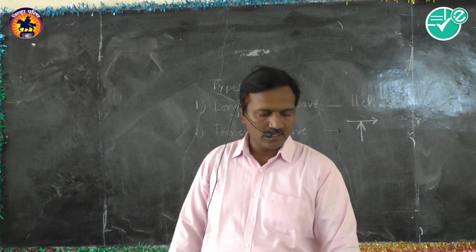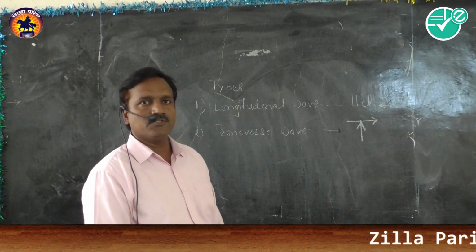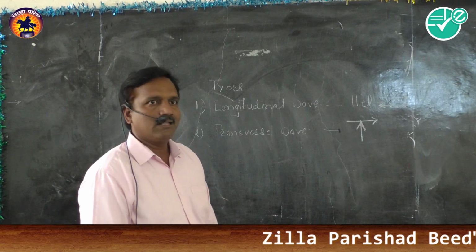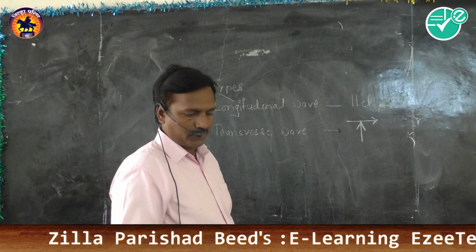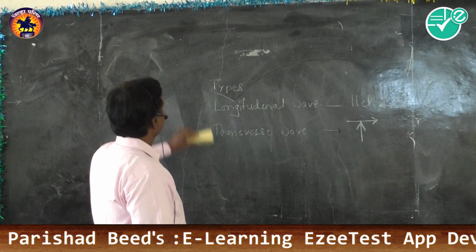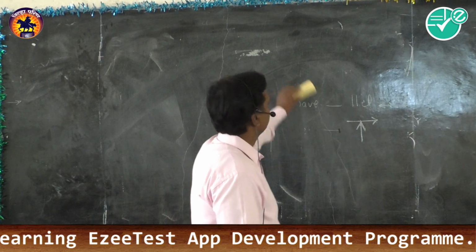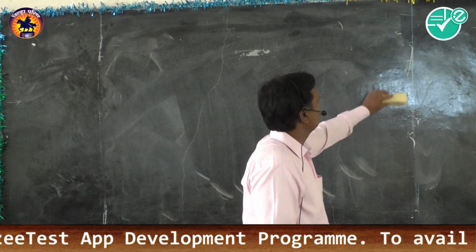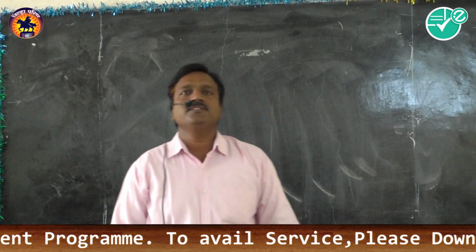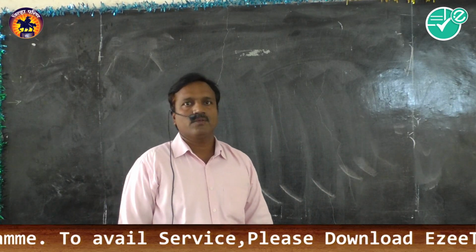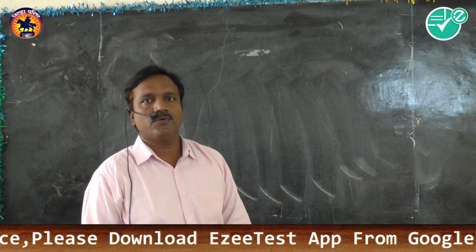Again, we can see that longitudinal waves are generally called sound waves, whereas transverse waves include light waves. Light waves are said to be transverse waves. But there is another type of wave which is called a standing wave or stationary wave.